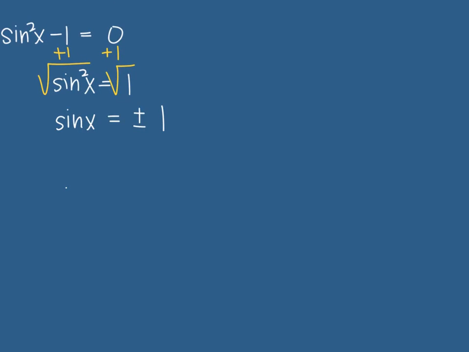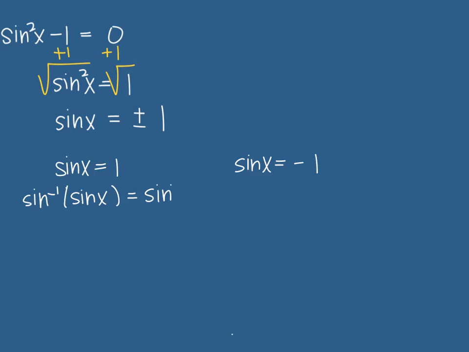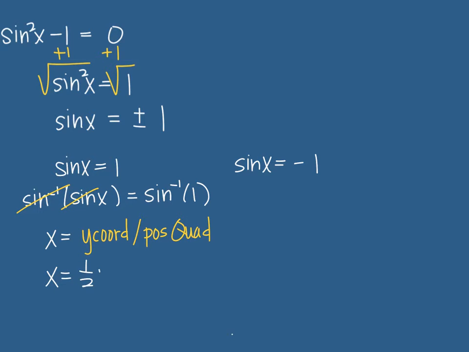Now this becomes two more problems, so I need to do them separately. I need to first figure out what the sine of x equals 1, and I also need to figure out what the sine of x equals negative 1. So now this becomes additional problems. I'll use inverse sine again. So inverse sine around sine of x and inverse sine around 1 cancel out so x is by itself. And I want the y-coordinate again in a positive quadrant. So it's a similar question, only this time the y-coordinate has to be 1 in a positive quadrant, and so that's going to happen at half pi.